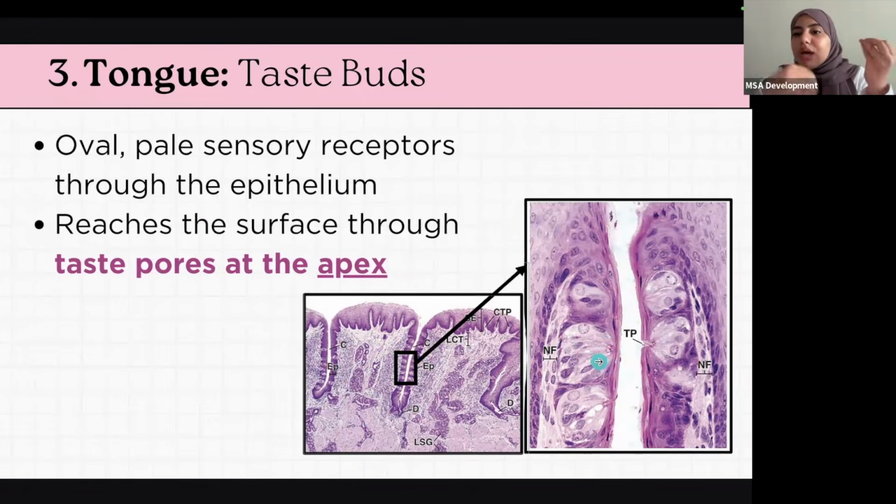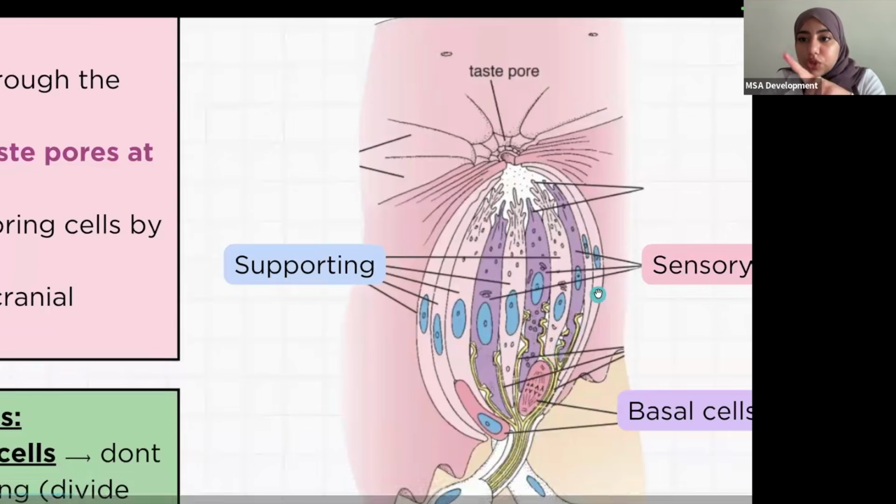And through that, when you eat the food and there are chemicals and it creates a reaction, it goes through these pores and signifies to this cell that you're tasting something. And we have a bunch of tastes like umami, bitter, sweet, salty. You know this. I'm sure everyone knows this. Now let's go into details, which are the sensory.